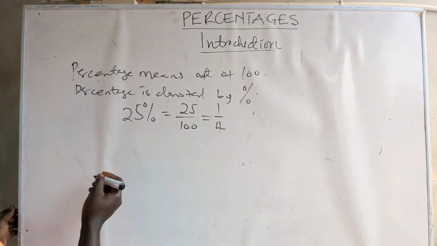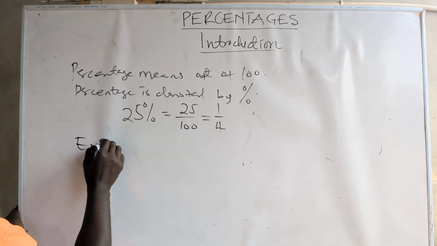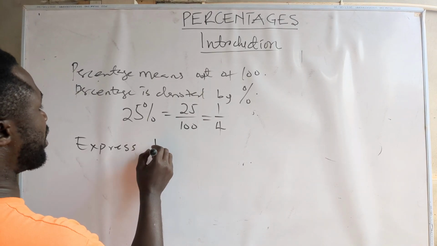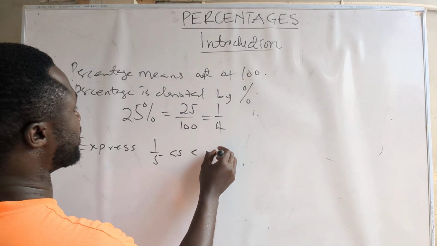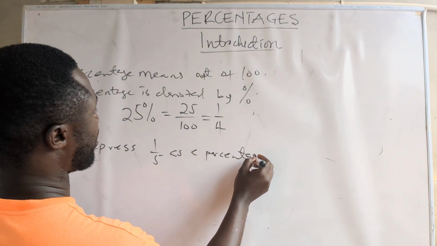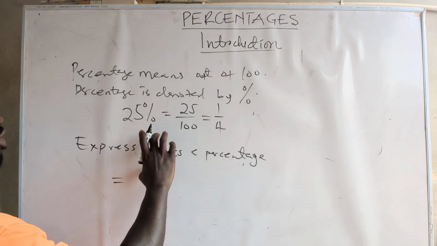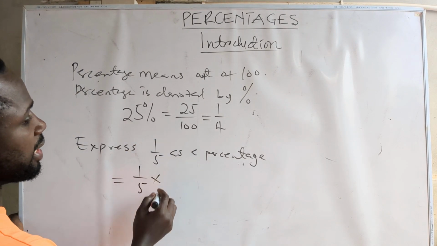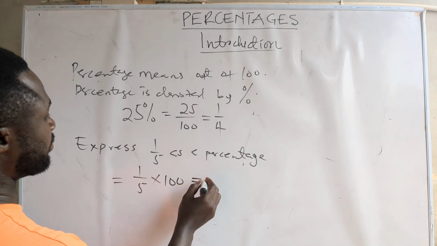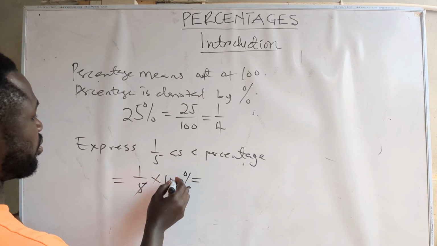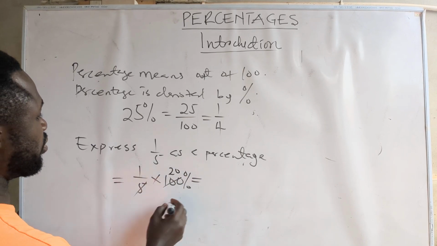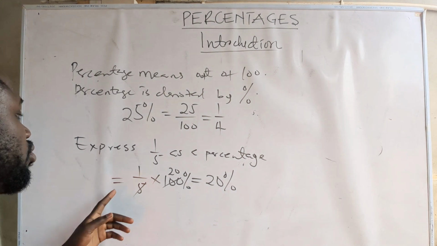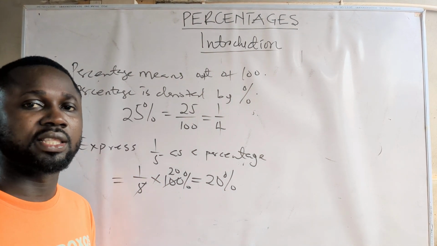Let's see. So if I have a fraction, let's say express 1 over 5 as a percentage. How do I express as a percentage? 1 over 5 is a fraction. So to express as a percentage, I'll take 1 over 5 and multiply by 100%. 5 goes into 100, how many times? 20 times. So that will give me 20%.